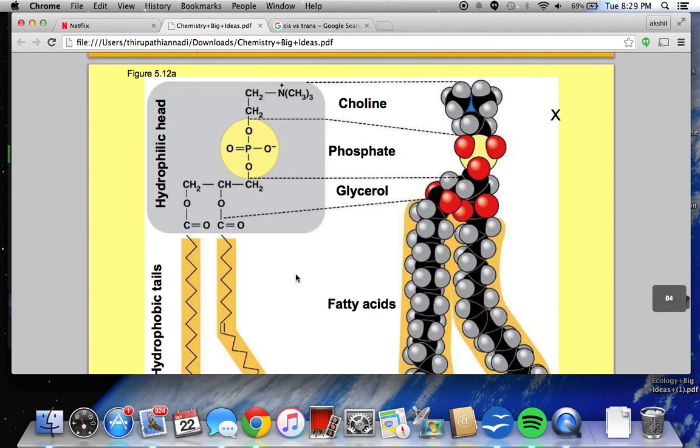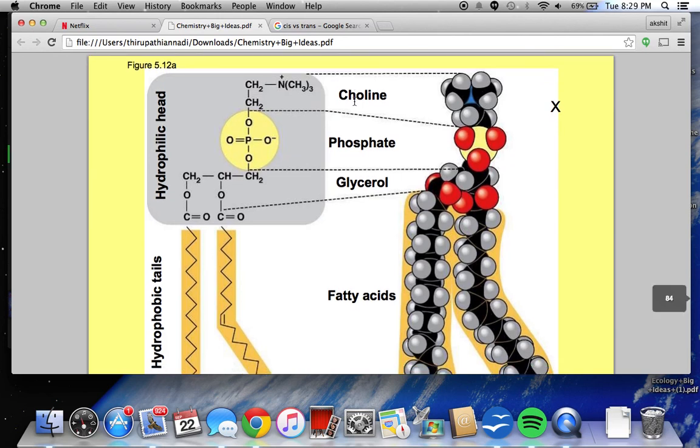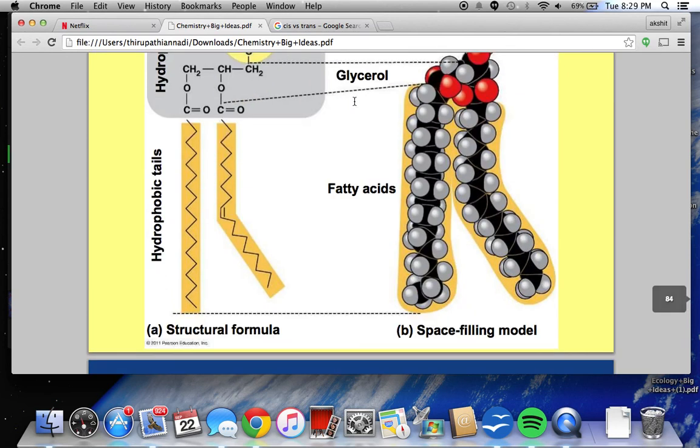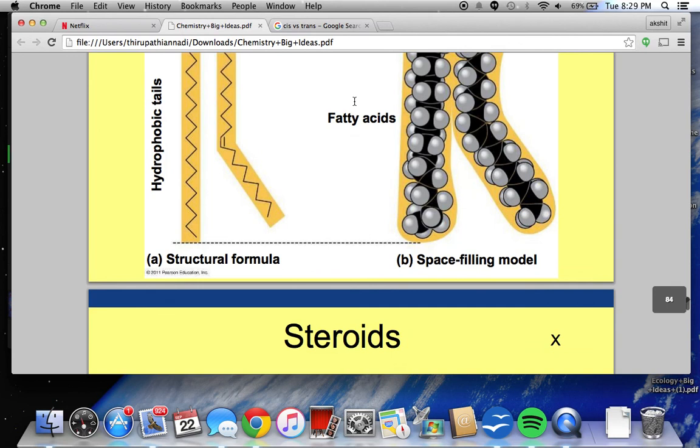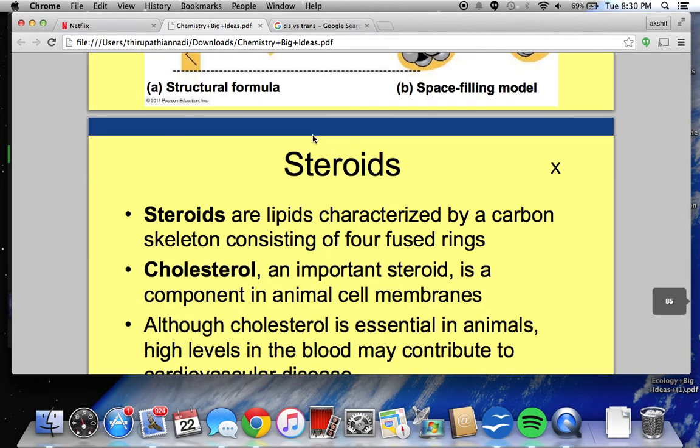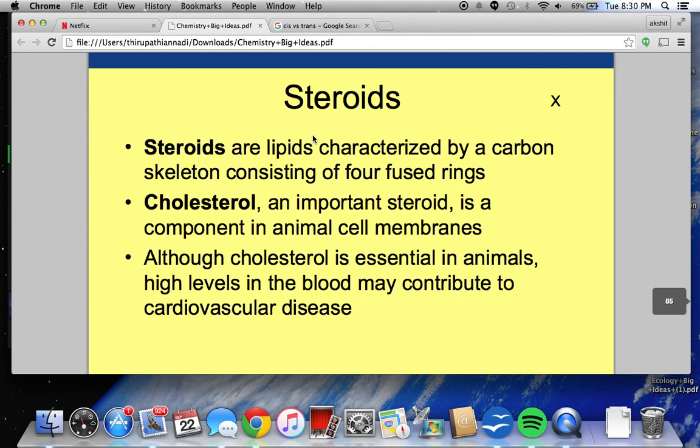And as you can see, this is the fatty acid, this is the glycerol phosphate, and this is choline. That's just an add-on that you don't really need to know. This is really important in cell membranes. It determines what goes in and what doesn't, and we'll go over that in the next few chapters. But know the phospholipid.